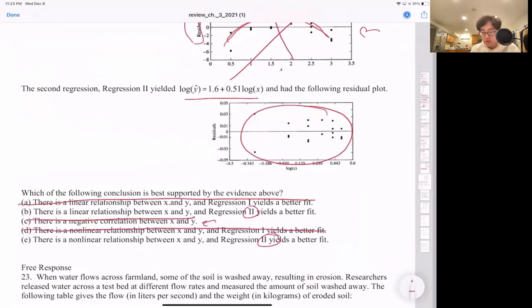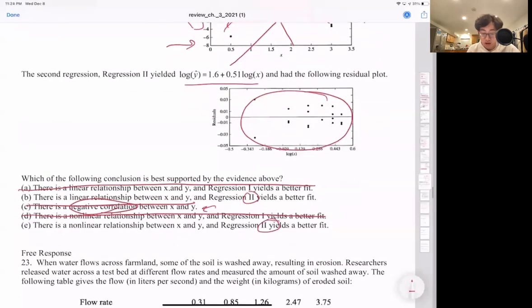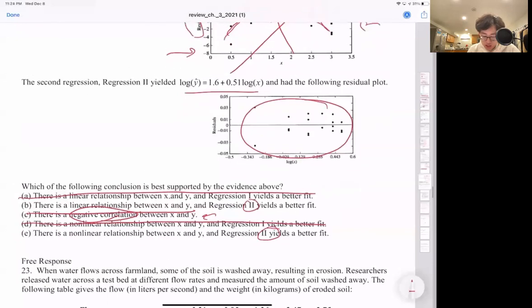And C makes no sense because you can't tell a negative correlation. Like I said, from a residual plot, we really can't determine that. There's too many what-if factors that really dictate how the scatter plot is going to go, and it's really hard to determine that. It could be positive association for all I care. There's a linear relationship between X and Y.